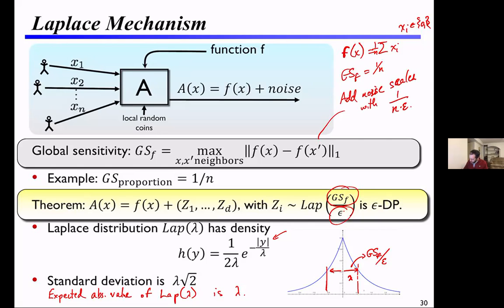And if you compare to randomized response, the scale of the noise was actually 1/square root of (n times epsilon). So the amount of error in the estimate you get from randomized response, for large n, is much, much larger than the amount of error you get in the estimate from the Laplace mechanism.